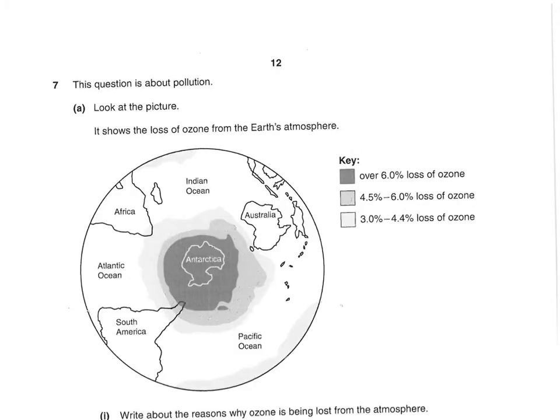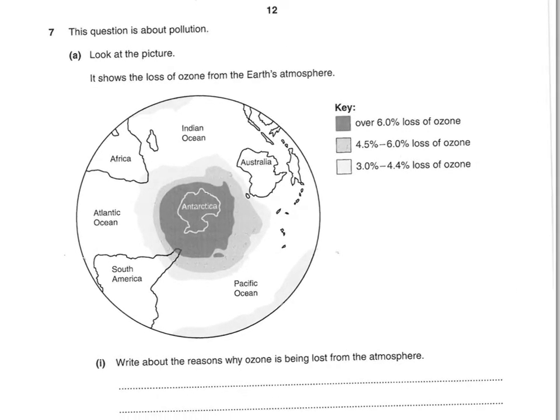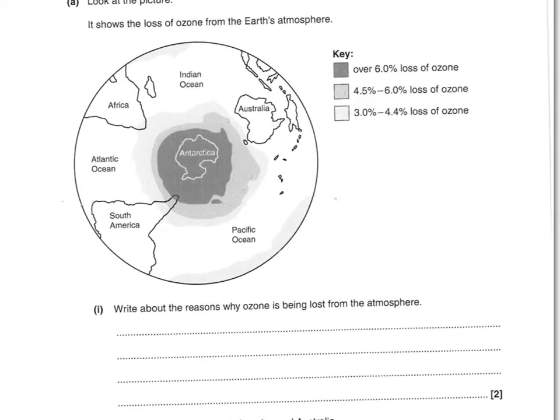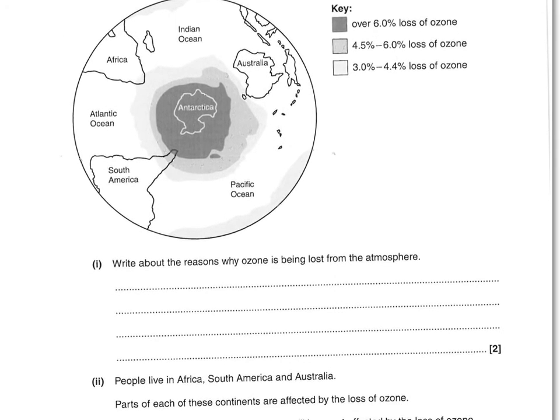This next question is about pollution. Look at the picture. It shows the loss of ozone from the Earth's atmosphere. Write about the reasons why ozone is being lost from the atmosphere. So CFCs get you the first mark, and they're from aerosols or refrigeration or fridges for the second mark. If you've put anything about global warming or greenhouse gases, then you lose the marks.